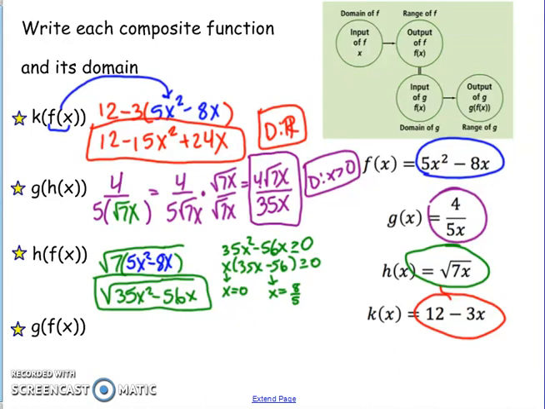So in order to figure out what symbols go with what, if I were to graph 35x squared minus 56x, that would be a parabola that has zeros of 0 and 8/5. This is 8/5 over here, and this is 0. So it looks like this. I care about where it's greater than or equal to 0, so I'm going to focus on this piece and on this piece. So the domain has to be x is less than or equal to 0. That's the left side. And also x is greater than or equal to 8/5 because that's the right side.